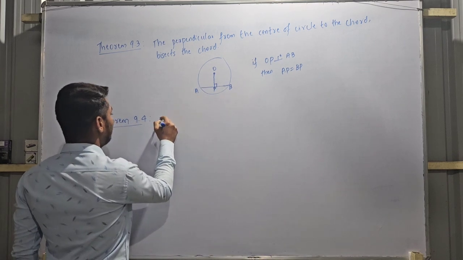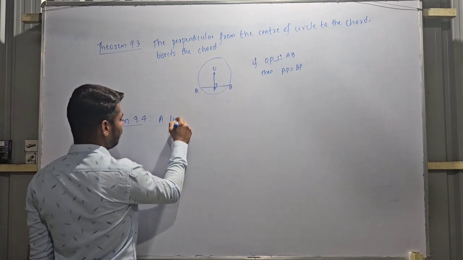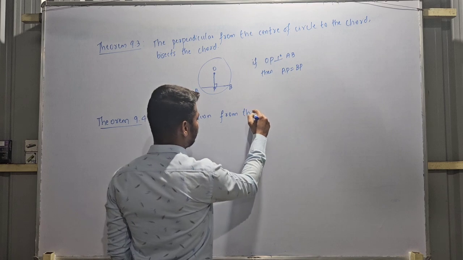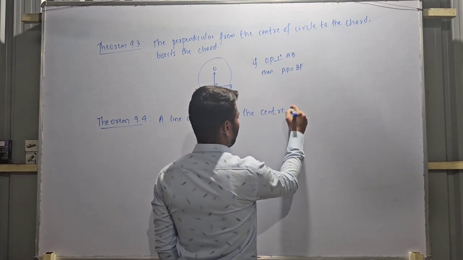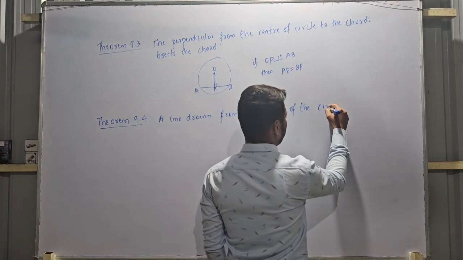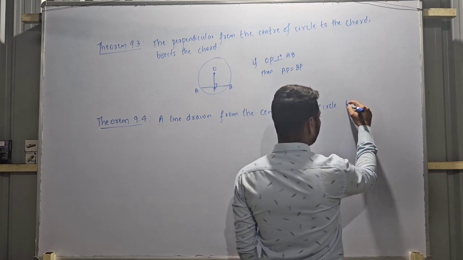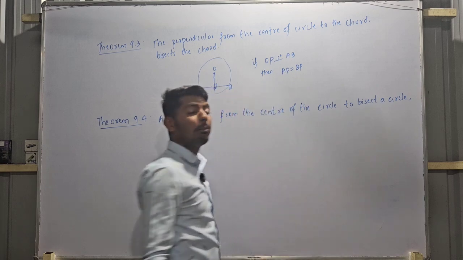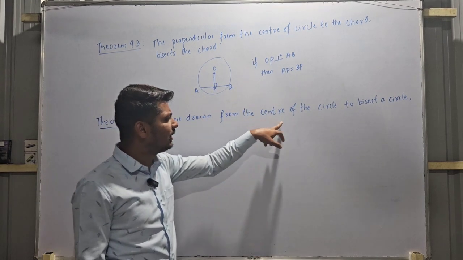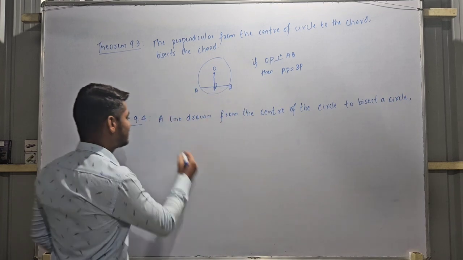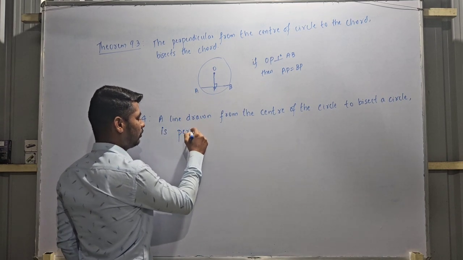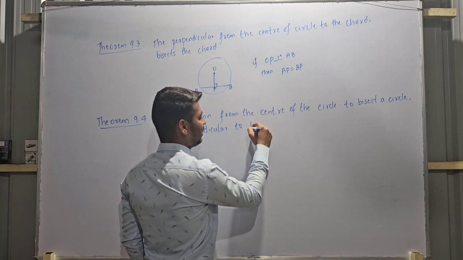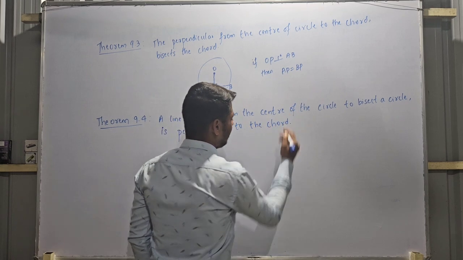A line drawn from the center of the circle to bisect a chord is perpendicular to the chord.